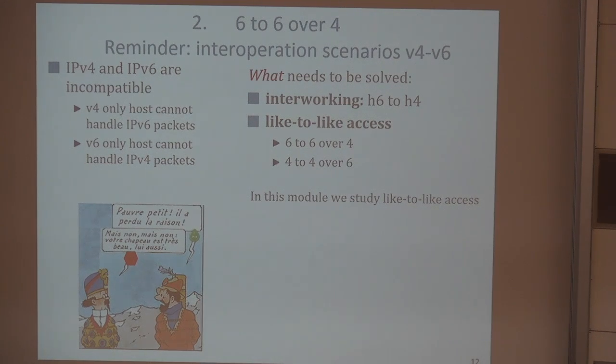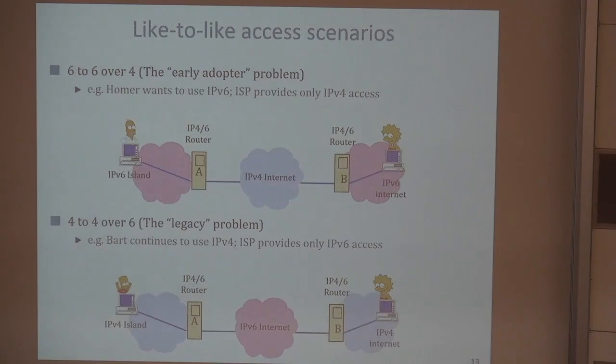Now we study another scenario, which is like-to-like. Like-to-like means I have IPv6, I want to connect to the IPv6 internet, but my provider gives me only IPv4 access. This is what we had at the beginning of the course on the EPFL wireless network, for example. That now gives IPv6, but the move to IPv6 occurred during the middle of the course.